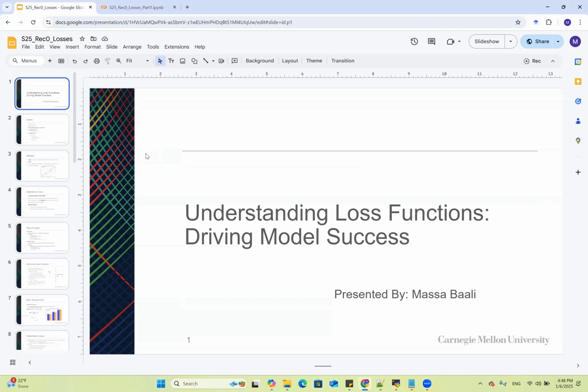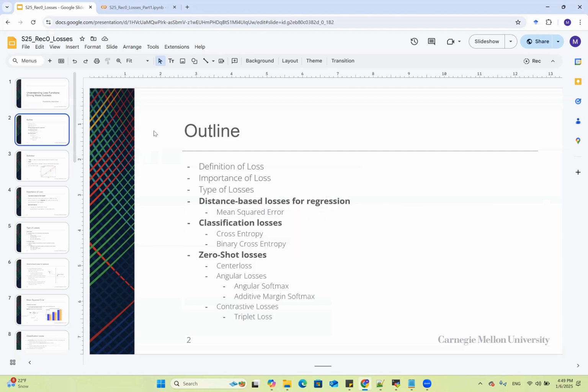I'll be presenting Understanding Loss Functions Driving Model Success. So, in this recitation, I'll be explaining different losses and showing a dummy demonstration for each loss.